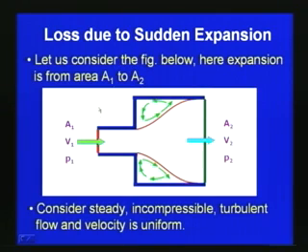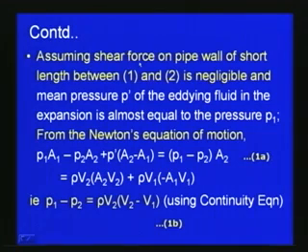Let us consider two sections, section 1 and section 2. At section 1, area of cross section is A1, average velocity is V1 and pressure is P1, and at section 2, area of cross section is A2, velocity is V2 and pressure is P2. Let us consider the flow to be steady, the fluid incompressible, turbulent flow with uniform velocity. With these assumptions, the shear force on the pipe wall over the short length between 1 and 2 is negligible, and the mean pressure P' of the eddying fluid in the expansion is almost equal to the pressure P1.